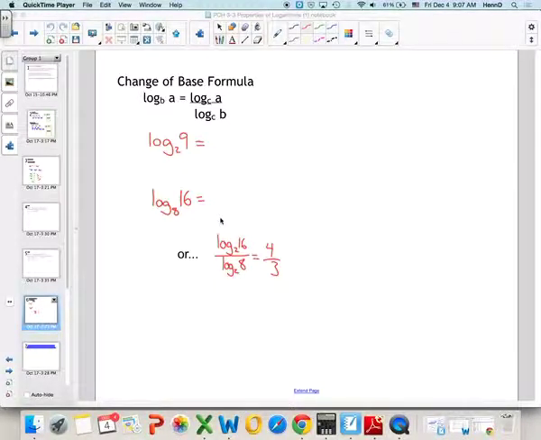So our change of base formula is a formula I want you to be able to use regardless of whether your calculator is capable of doing different bases or not. Some of the TI-84s can do a different base. The Nspires can do a different base where it allows you to type in whatever base you want for your logarithm. But I want you to be able to do this regardless, okay?